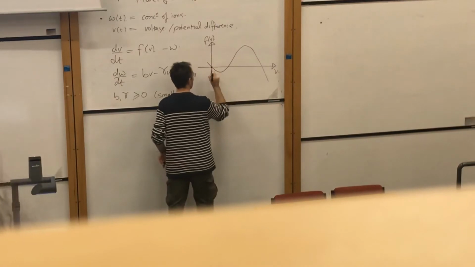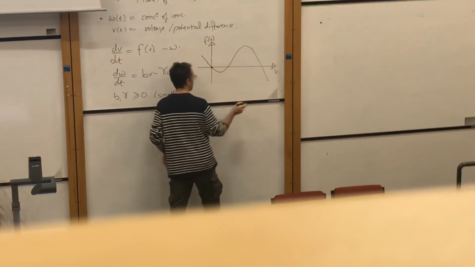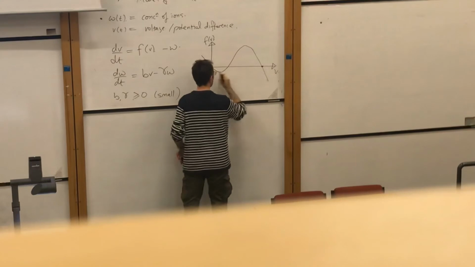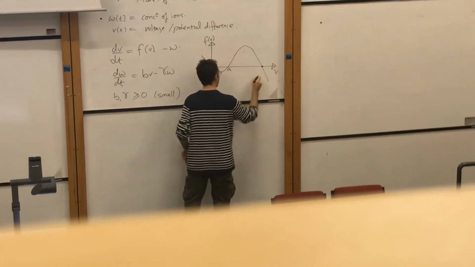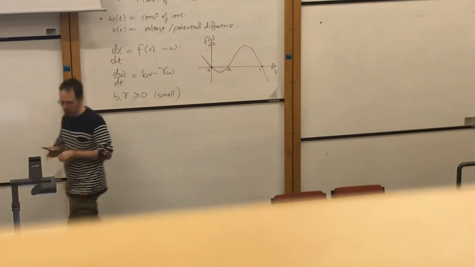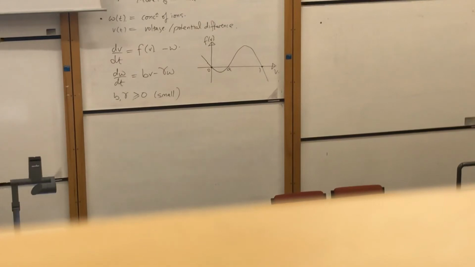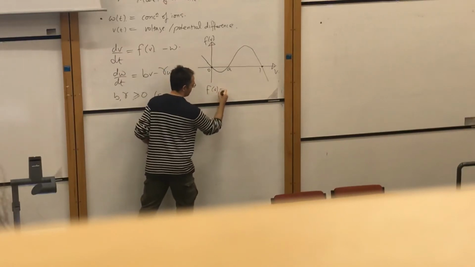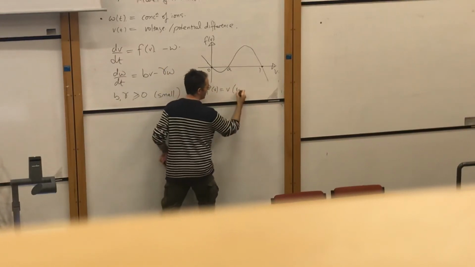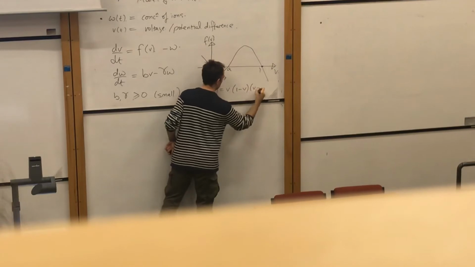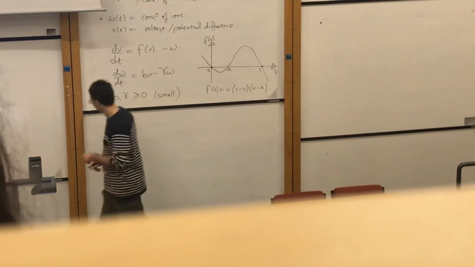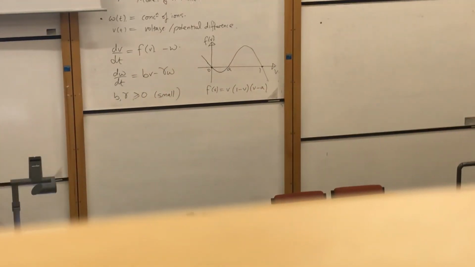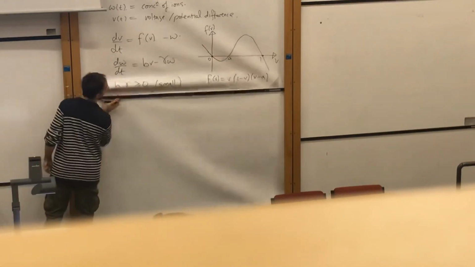It's going to have a cubic type nature, crossing the horizontal axis at three points. There are various forms you could propose for that, but the simplest one would be to say that f of v is v times 1 minus v times v minus a. So that's the form of the Fitzhugh-Nagumo model.